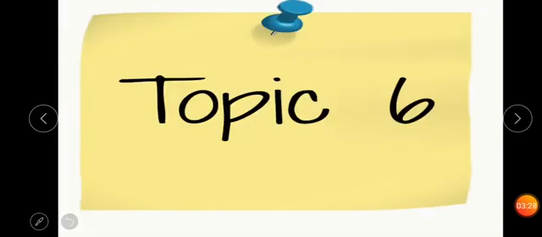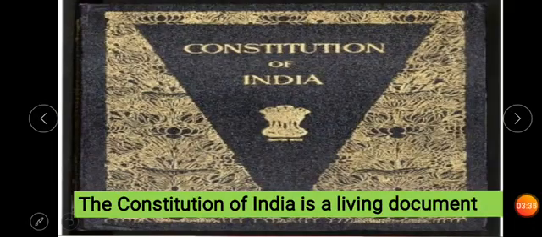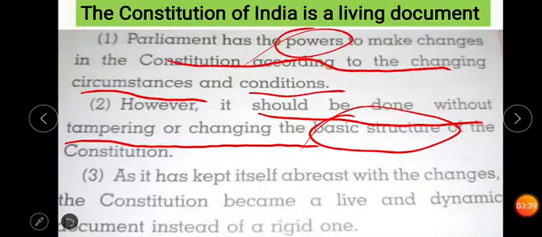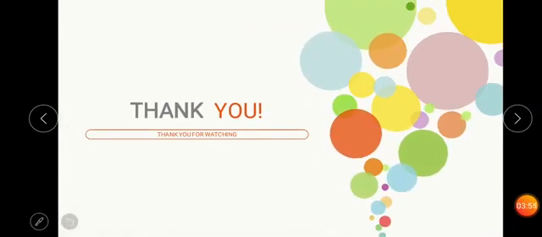Now the 6th topic and the last topic of the chapter is that the Constitution of India is a living document. In that we studied about the constitution and what is the element which makes it a living document. So these are all about chapter 1, that is Constitution of India.